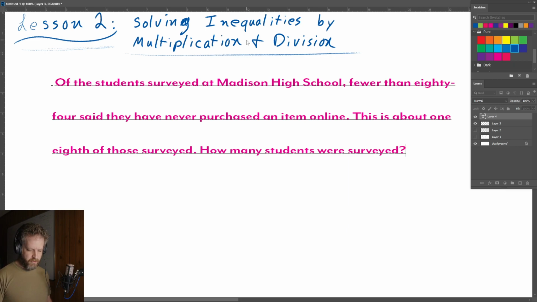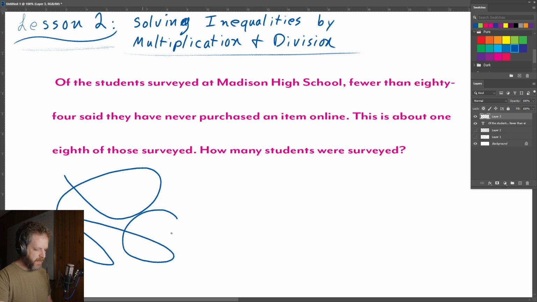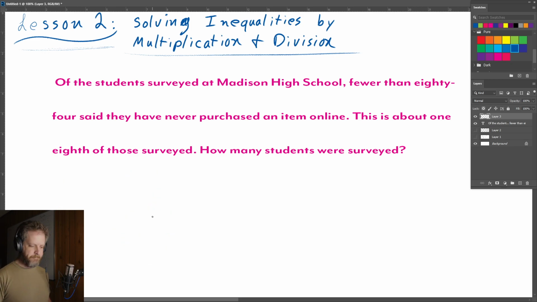Okay, so we're going to write an inequality. Oh yeah, I know. We don't want to do the text layer. Hold on, right here. Give me that. Thank you. Well, bam. Isn't that cute? Okay.